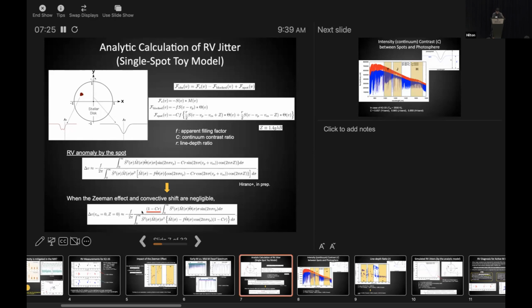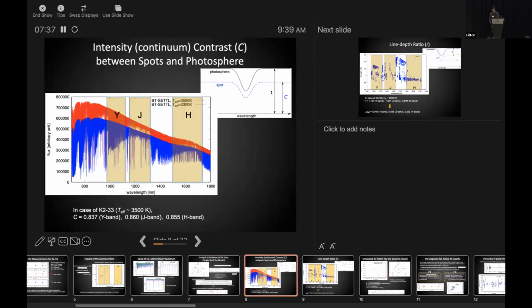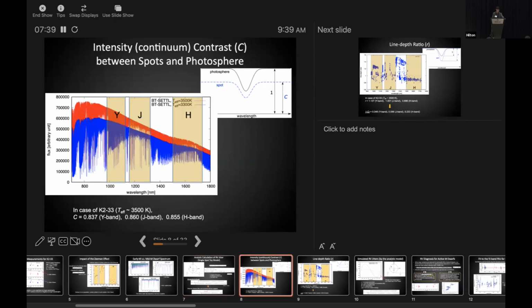Most importantly, the alpha jitter is proportional to 1 minus CR, where C is the continuum contrast ratio and R is the line depth ratio. I'll explain these parameters in the next couple of slides. The first one is the intensity contrast C, which is defined as the contrast ratio of the spectra for the photosphere and the spot. The C is defined like here.